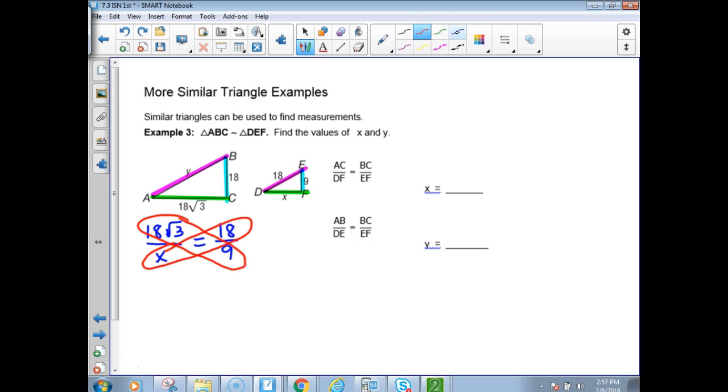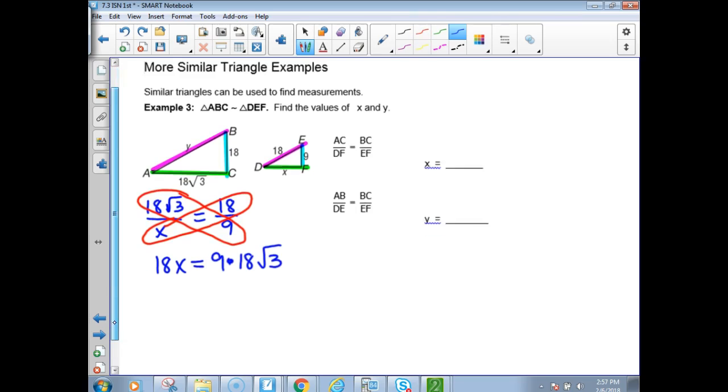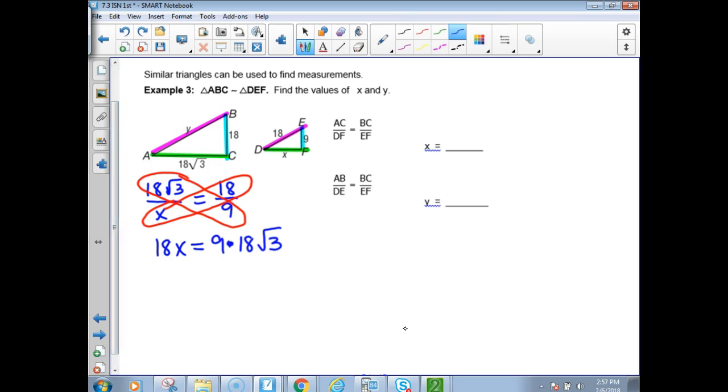Cross products are equal when we have a proportion. So we know that x times 18, or 18 times x is the preferred way to write it, would equal 9 times 18 square roots of 3. Now, I want to show you something without multiplying on the calculator. Do you notice there's something matching on both sides? Yeah. And we need to get rid of that 18, right? We would divide by it.